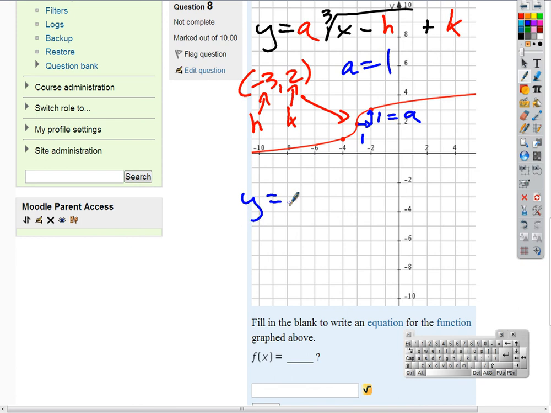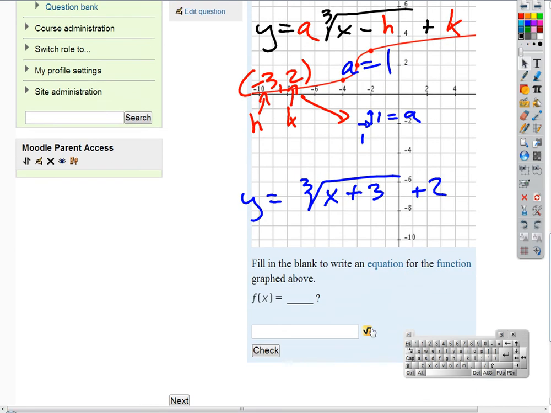So if I just plug that stuff in, I've got my answer. So y equals... do I even put the 1 there? I don't put a 1 there if it's 1 times something. So I just get cube root of x minus negative 3. What's that going to look like? Plus 3, and then plus 2. And that's on the outside, right? The k is outside. All you do is plug that in down here, and that's it, right?